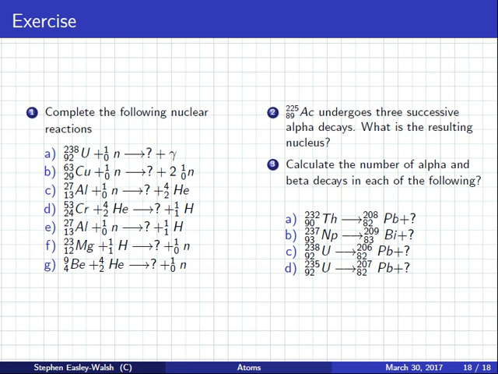4x. No, 0y. Are we looking at the top line or the bottom line? Let's look at the top line. So you'd have 232 equals 208 plus 4x, because the number on the top is a 4 in the helium. So it's x of those, so 4x. And then the number on the top of the beta is 0, so 0 y's.